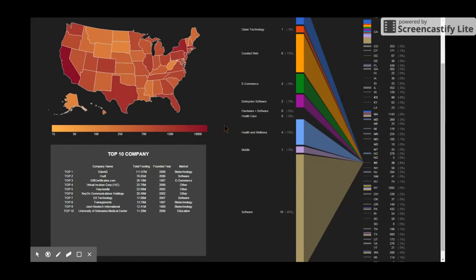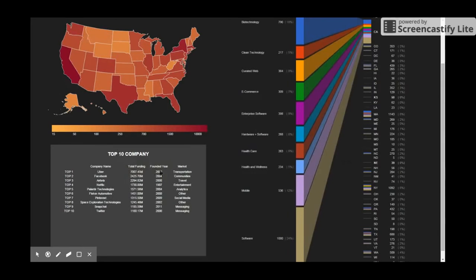Also, you can look at the bipartite graph to see whether the state's major market fits your major. For example, when you click California, you can see that the top companies are Uber, Facebook, Airbnb, and Netflix. Those companies are the most desired companies that we all want to work for.